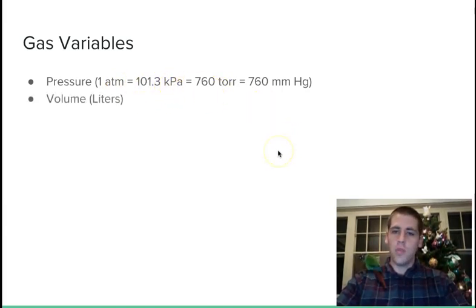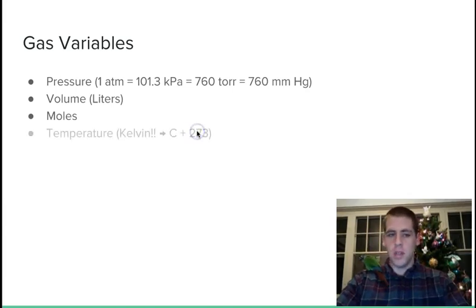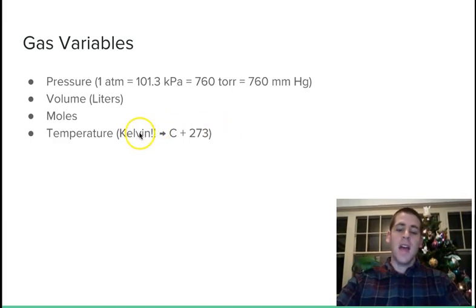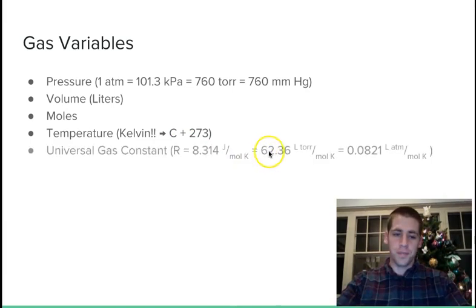The next one is volume, which is always going to be in liters pretty much for all of our calculations. So if it's in milliliters, you'll need to make that conversion to liters. Moles is always just moles. Temperature is a big one. Temperature is where everyone makes a mistake, so I would highlight this. Every temperature always has to be in Kelvin. To convert from Celsius to Kelvin, just add 273.